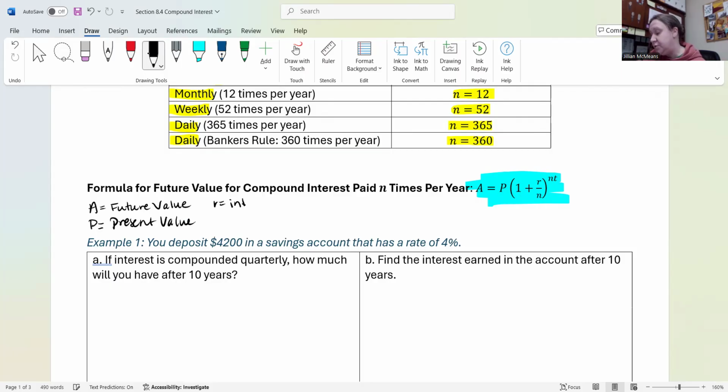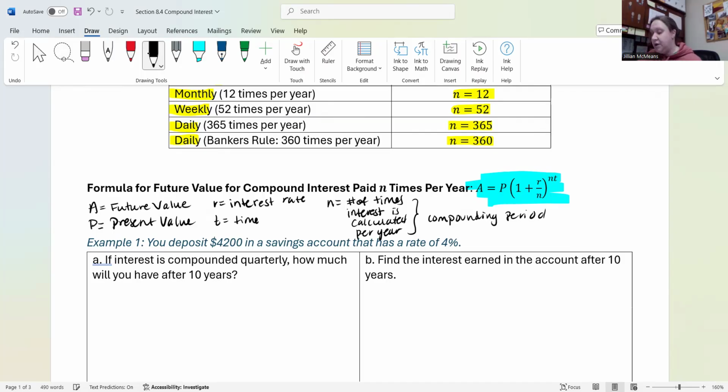R is the interest rate. So think interest, think R for rate and interest rate. And remember, when we put this into the formula, we always put R into the formula as a decimal. T is time, and we always think of time in years unless you're very specifically told otherwise, and that is very rare. So time is years. And then N is the number of times interest is calculated per year. So we kind of call this just the compounding period.